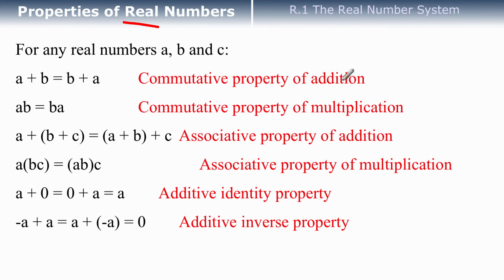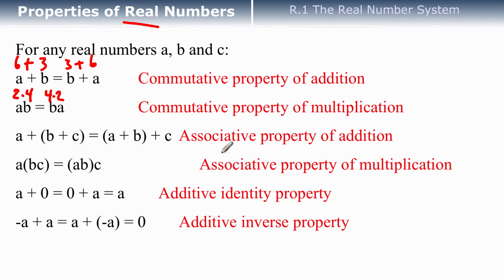Commutative property of addition and multiplication means that if you're adding two numbers, it doesn't matter which one you put first. So you could put 6 plus 3, that's going to be the same answer as 3 plus 6. Same with commutative property of multiplication. If you have 2 times 4, that's the same thing as 4 times 2. Notice those little dots are times, they're not decimals. Okay, in each case you're getting 8.